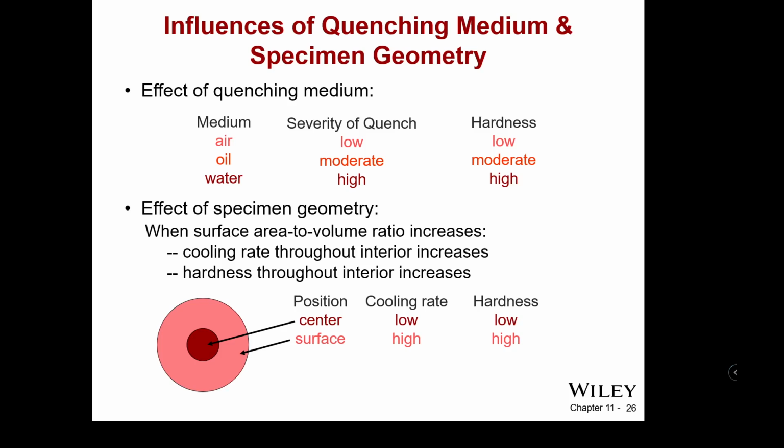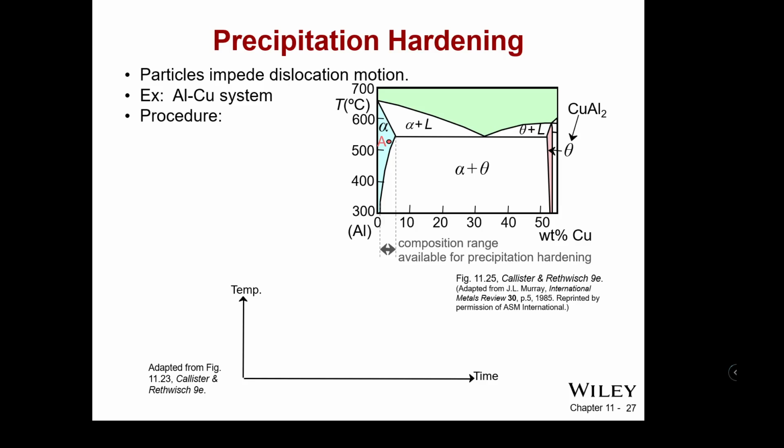So the geometry is also a factor. When the surface area to volume ratio increases, the cooling rate through the interior increases, and the hardness throughout the interior increases. So the center has a low cooling rate, low hardness. Surface has a high cooling rate, high hardness, especially in the case of the Jominy end quench test.